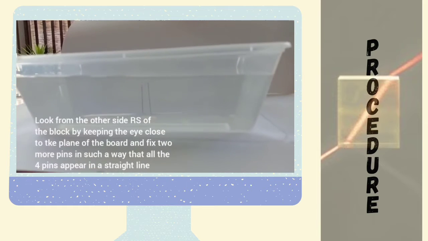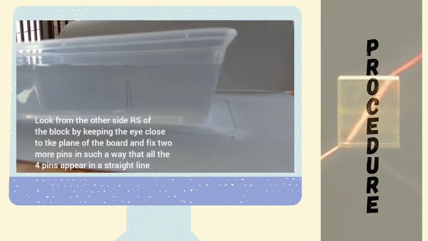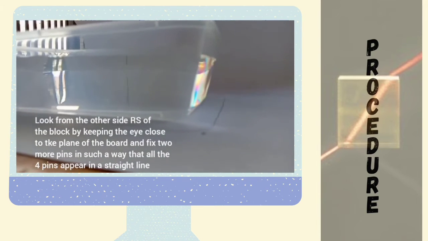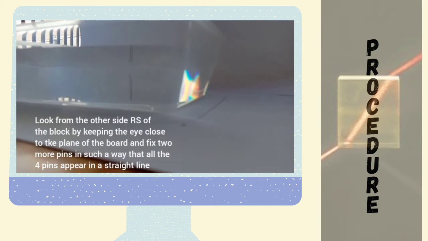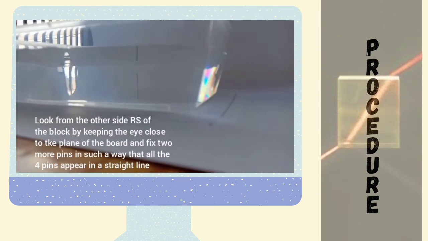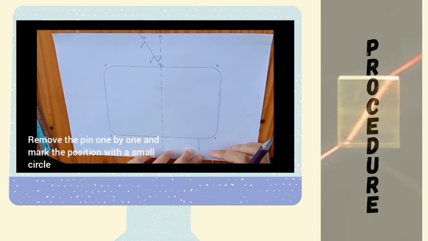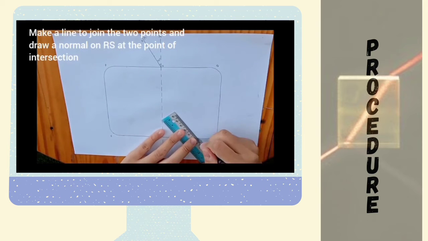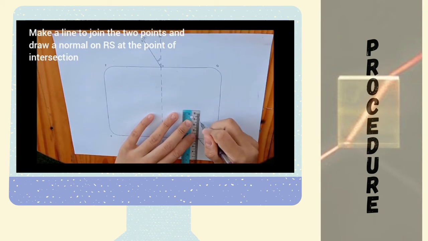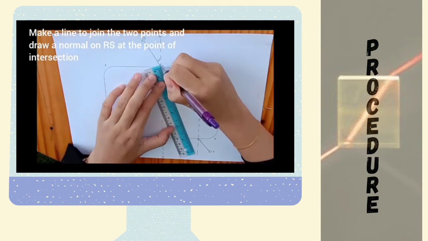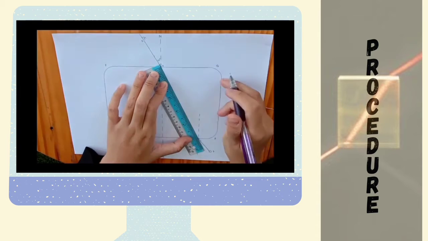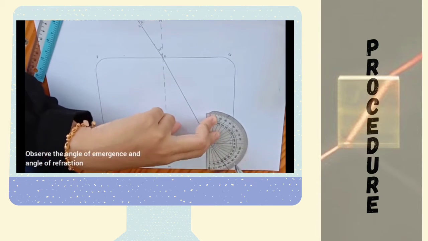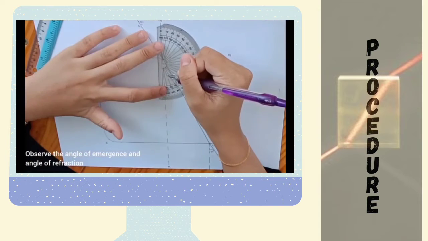After putting the beaker on its boundary, look from the other side of RS and fix 2 more pins in such a way that all the 4 pins appear in a straight line. Then remove the pins one by one. Make a line to join the 2 points and draw a normal on RS. Observe the angle of emergence and angle of refraction.